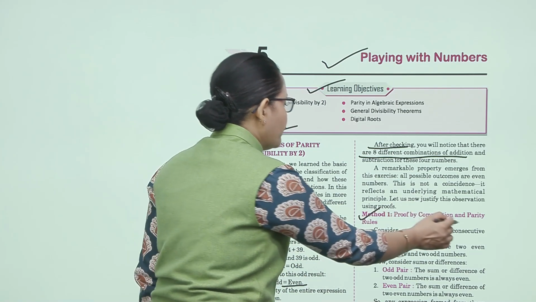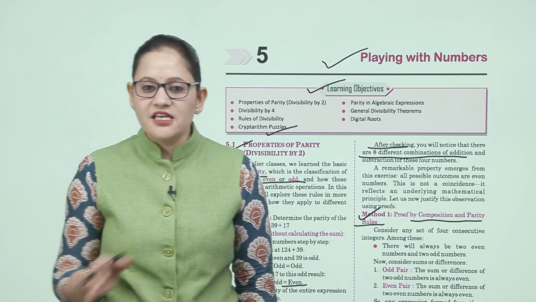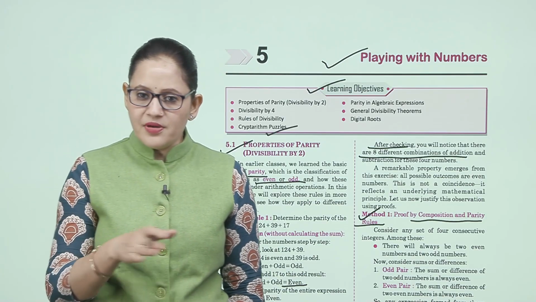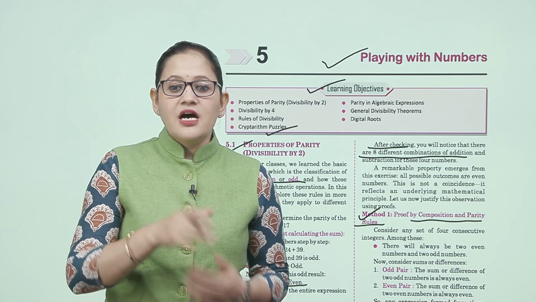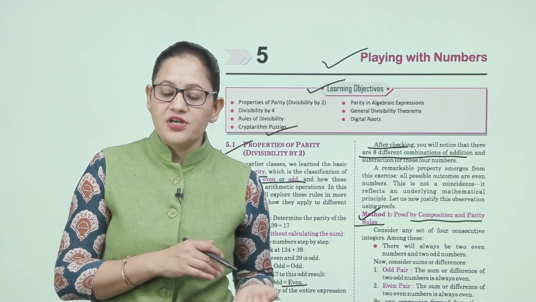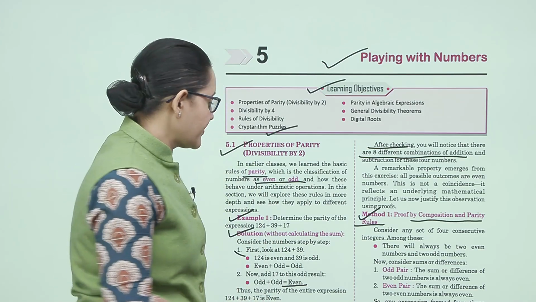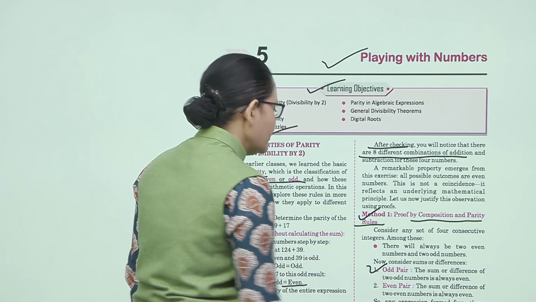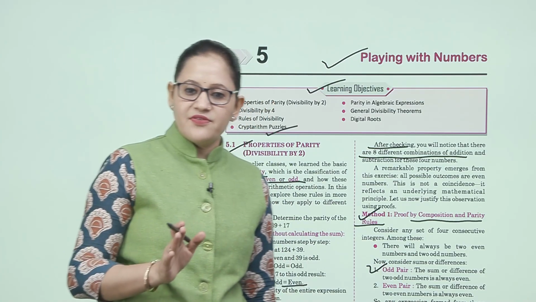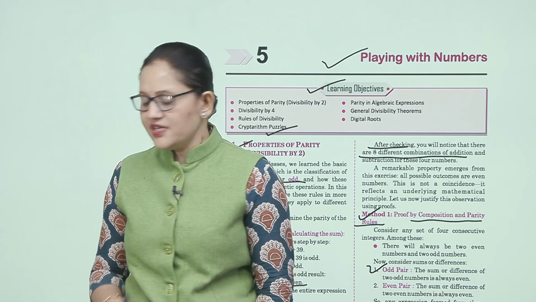So, proof by composition and parity rules. Consider any set of 4 consecutive integers. So, 4 numbers and consecutive. Among these, there will always be 2 even numbers and 2 odd numbers. Now, consider the sums or the differences. So, odd pair: the sum or the difference of 2 odd numbers is always even. We know the sum or the difference of 2 odd numbers is always even.